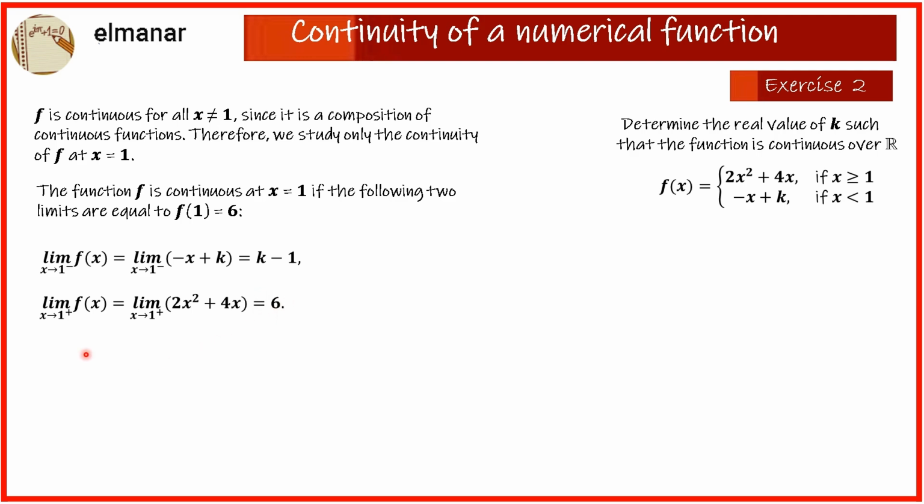Now, for the function to be continuous, the left-hand limit must equal the right-hand limit, and both must be equal to the exact function value at this point. In other words, we need the constant k minus 1 equals 6. Solving for k, we find the constant k equals 7.